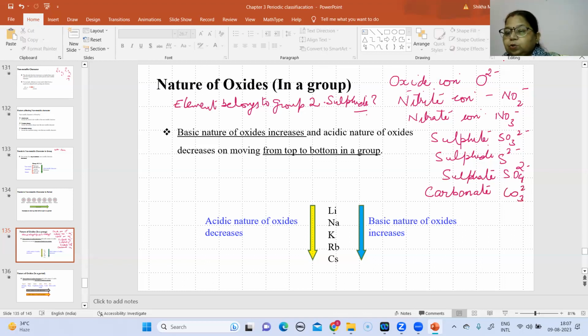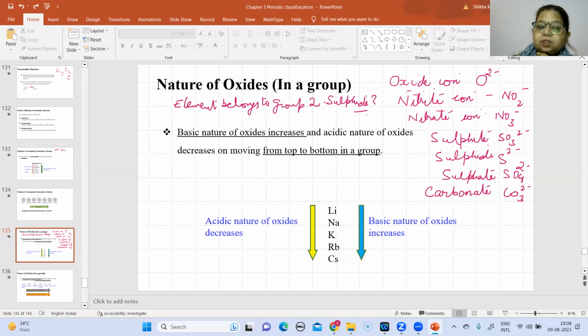Carbonate is CO3 2 minus. Then we have bicarbonate. Let's do till carbonate only, bicarbonate, and else we will do some later day. It's enough for you to remember, right? So they talk about the basic nature of oxides and acidic nature of oxides. First of all, let us understand what is the basic and what is the acidic nature of oxides.